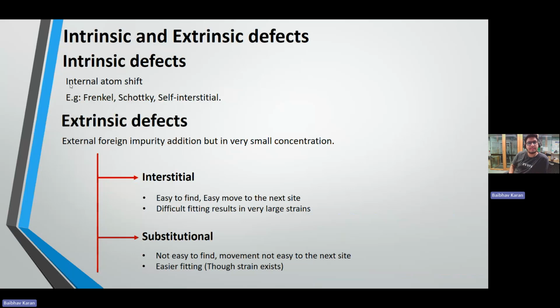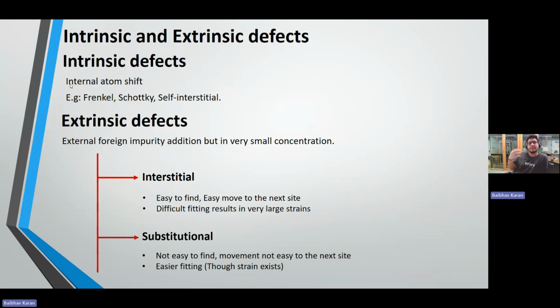Then we studied intrinsic and extrinsic defects. What are these? In intrinsic defects, as the name suggests, there is shifting of atoms in the interior, that is self-interstitial kind of defects. So self-interstitial, Frenkel, Schottky, these are all intrinsic defects. There is no external addition of impurities. In case of extrinsic defect, as I told you, there will be an external foreign impurity added at the lattice sites or at the interstitial positions.